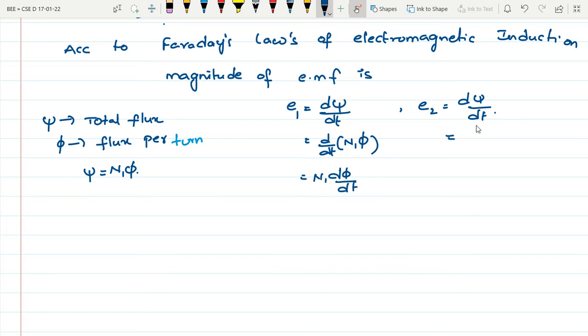In the same way here also, d by dt of total flux in secondary will be N2 into phi. Again, phi is the flux per turn in case of secondary also. But number of turns for secondary is N2. So total flux will be N2 into phi. So N2 d phi by dt is the induced EMF in secondary. So this is the magnitude of the induced EMF. But the direction of induced EMF is given by Lenz's law.